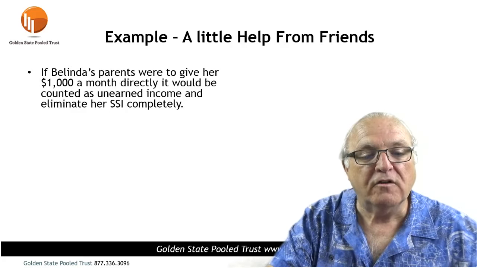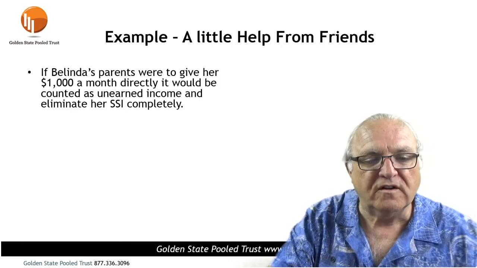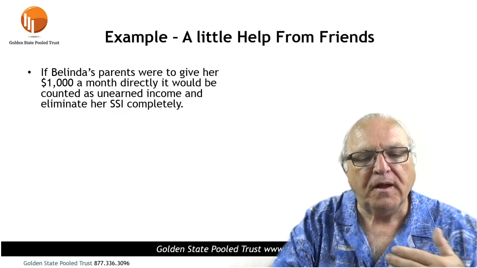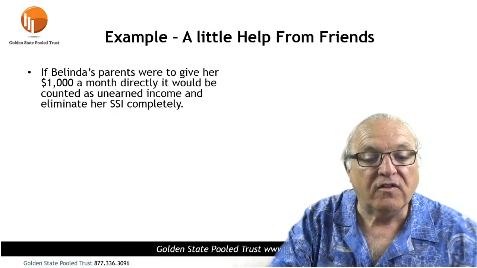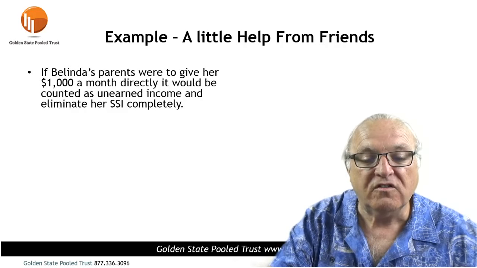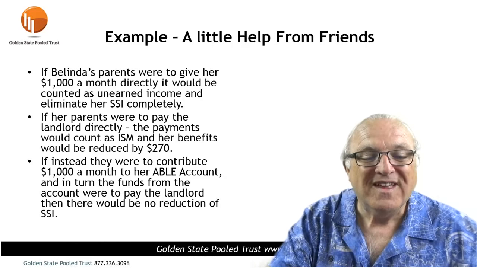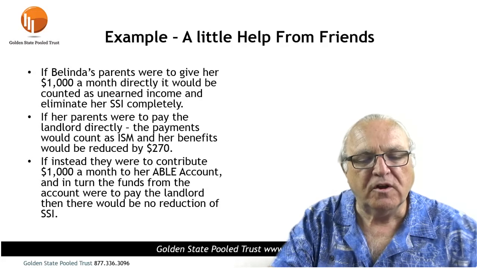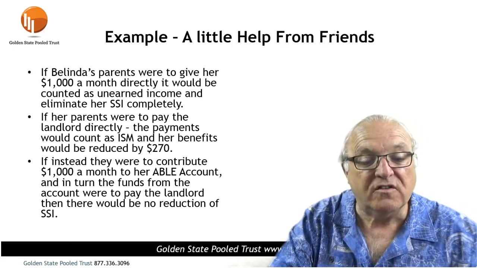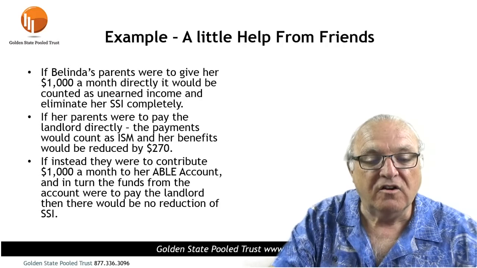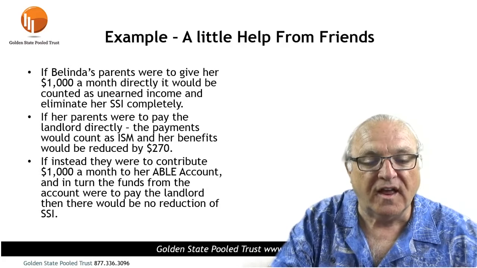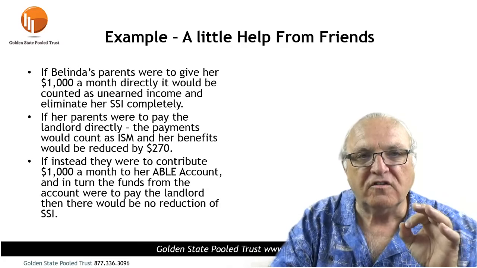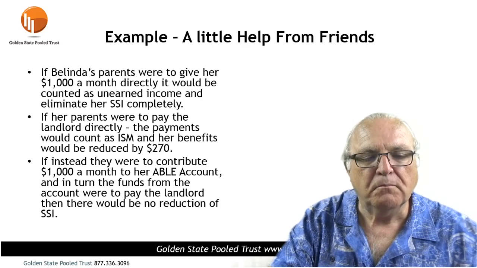If Belinda's parents or the trustee were to give her the funds directly, just to give her the $1,000, that would wipe out her SSI completely. If her parents or the trust were to pay the landlord directly, we would take the normal $270 reduction in benefits. If instead they were to contribute $1,000 a month here into the ABLE account, or if the trustee of the Golden State Pooled Trust did the same, and in turn the funds from the account were to pay the landlord, then there would be no reduction in SSI. Remember, as long as it's done in the same calendar month.